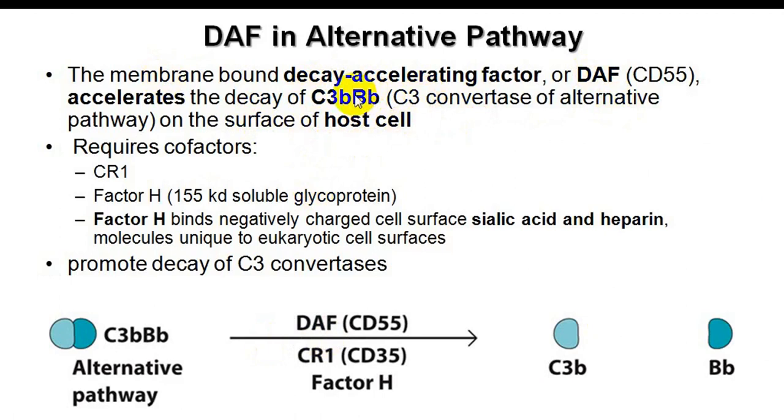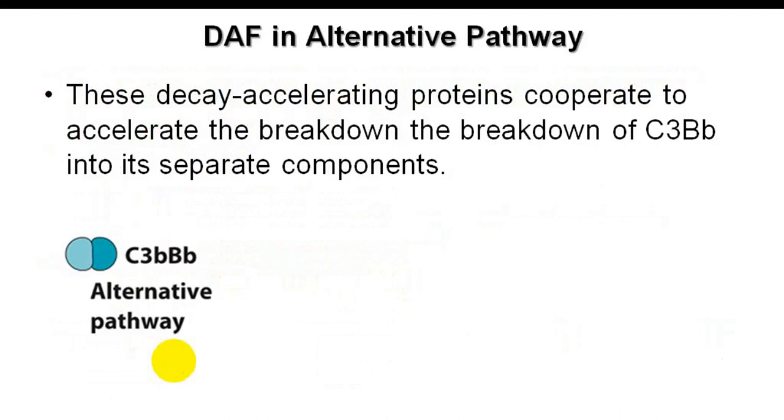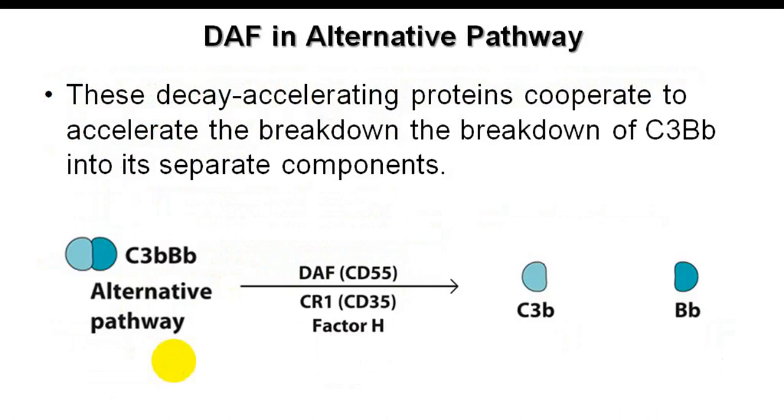And for that, it requires CR1, complement receptor type 1, and factor H. Factor H is a 155 kilodalton soluble glycoprotein. Factor H binds negatively charged cell surface sialic acid and heparin molecules. This is unique to the eukaryotic cell surface. On a prokaryotic cell surface, since the sialic acid content is different, its binding capacity is also not full. Further, it promotes the decay of the C3 convertase of the alternative pathway. So you have C3bBb, the alternative pathway. Under the influence of decay accelerating factor, CR1 and factor H, it cleaves C3bBb into two separate components, C3b and Bb.